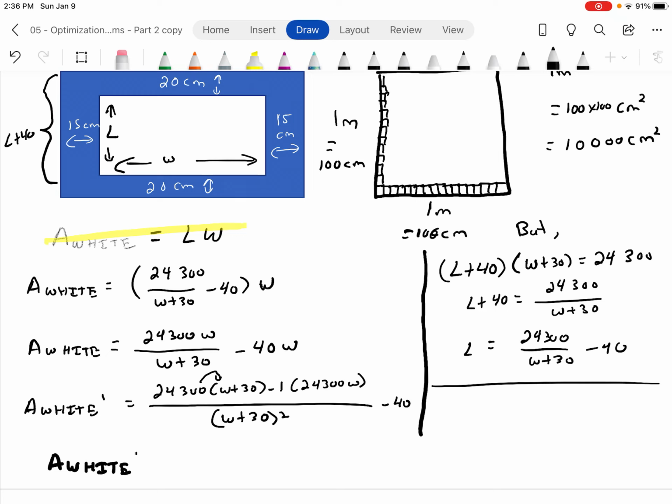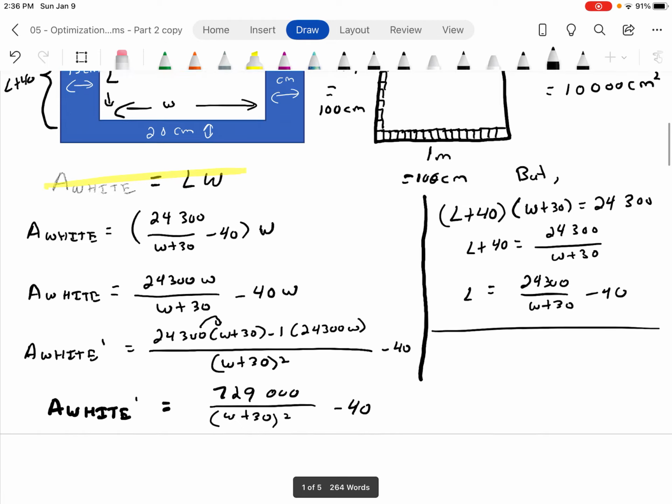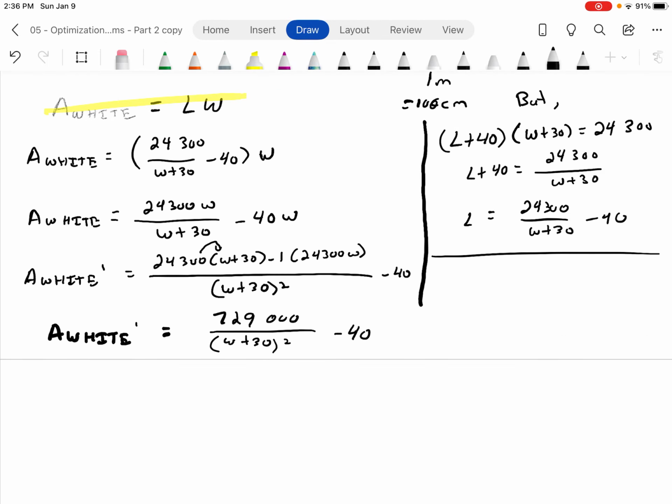You can do it in multiple steps if you want, but I can see what's coming here. Area of the white prime equals 24,300 times the 30, which is 729,000, over W plus 30 squared, minus 40. If you need to multiply out those steps, you do it. But you'll see that 24,300 times W from the first brackets and the minus 24,300W from that second term will cancel. So that's the area of the white prime right there.